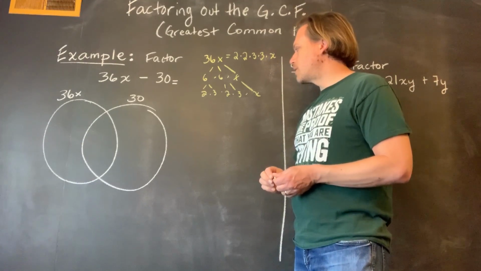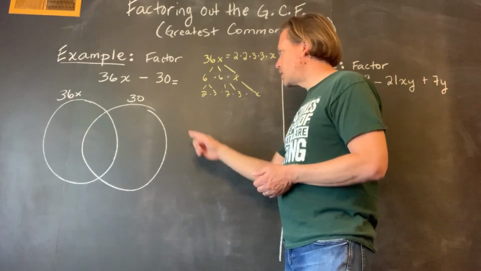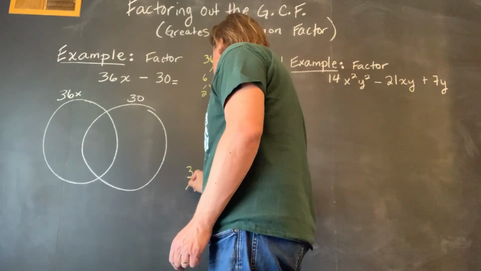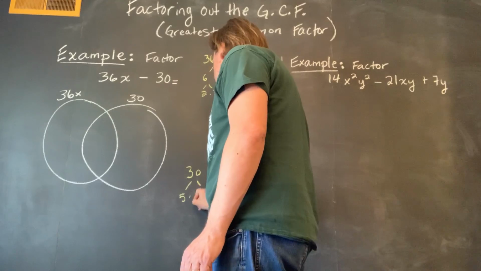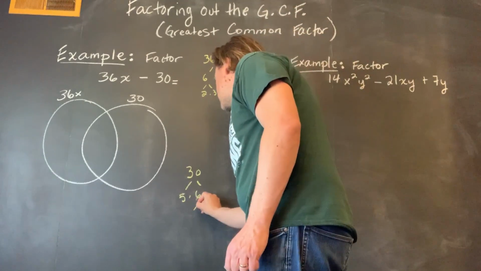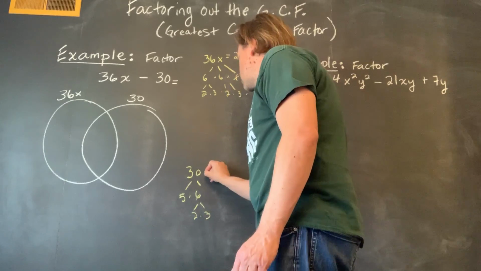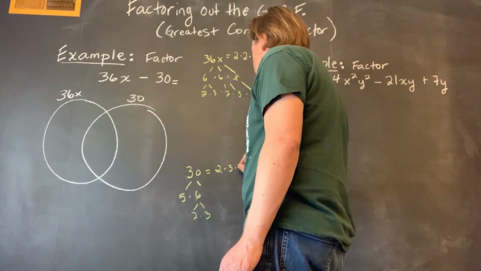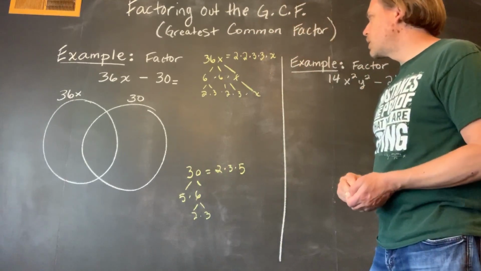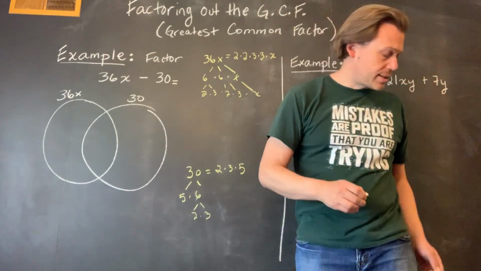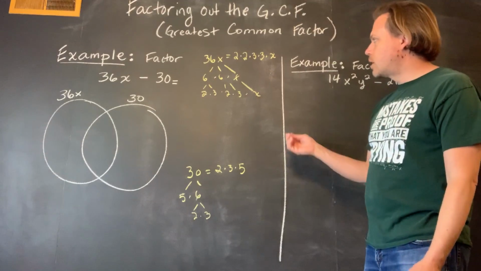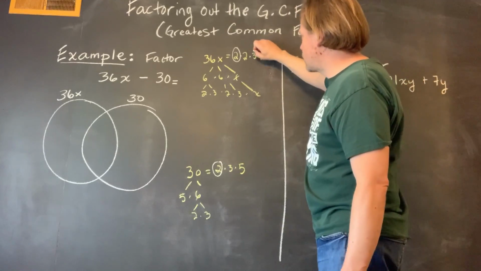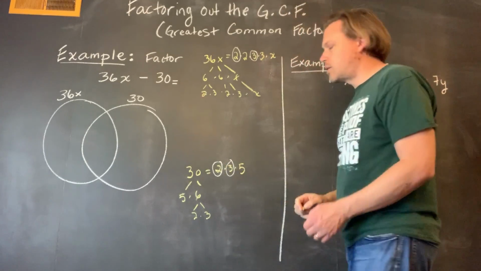Then I'm going to do the same thing with 30. And I'm going to need to give myself some space here. So for 30, that's 5 times 6. But 6, again, we said was 2 times 3. So 30, if I write all these final numbers in order, I get 2 times 3 times 5. Now what I'm going to do for all of those factors is I'm going to go ahead and circle the ones that are in common. So they both have a 2, they both have a 3, and that's it, right? That's what they have in common.